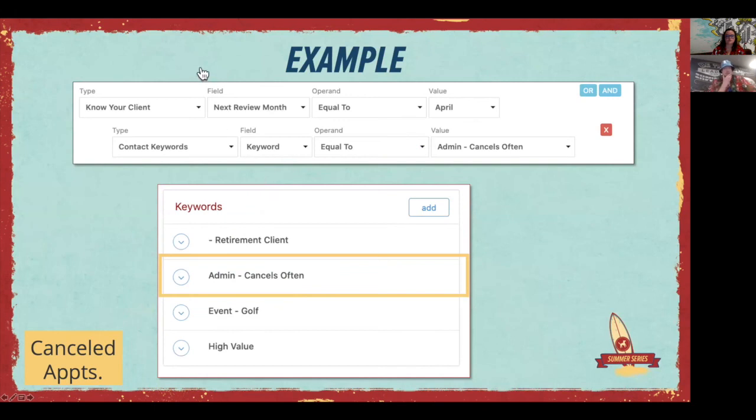Also, you can identify which clients cancel a lot with something like a keyword. So you have a keyword here as an example, admin cancels often. This is the person that you need to pay particular attention to because they're prone to cancel their appointment.